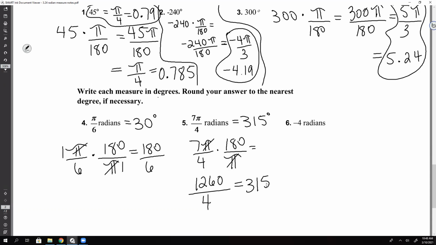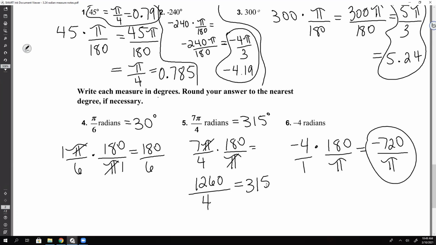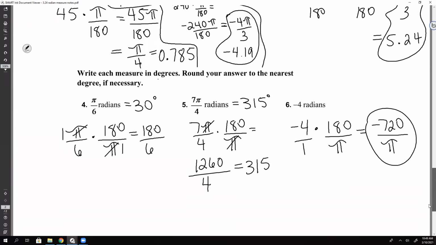All right, and then the last part here, we have negative 4 radians. Okay, so negative 4, that's our radian, times 180 over pi. All right, now this negative 4, it's really negative 4 over 1. So just multiply the top, so do 180 times 4, and that would give you 720, and it's negative 720. And then on the bottom, we're just going to have pi. All right, so there we go. That's all there is to converting between radians and degrees.